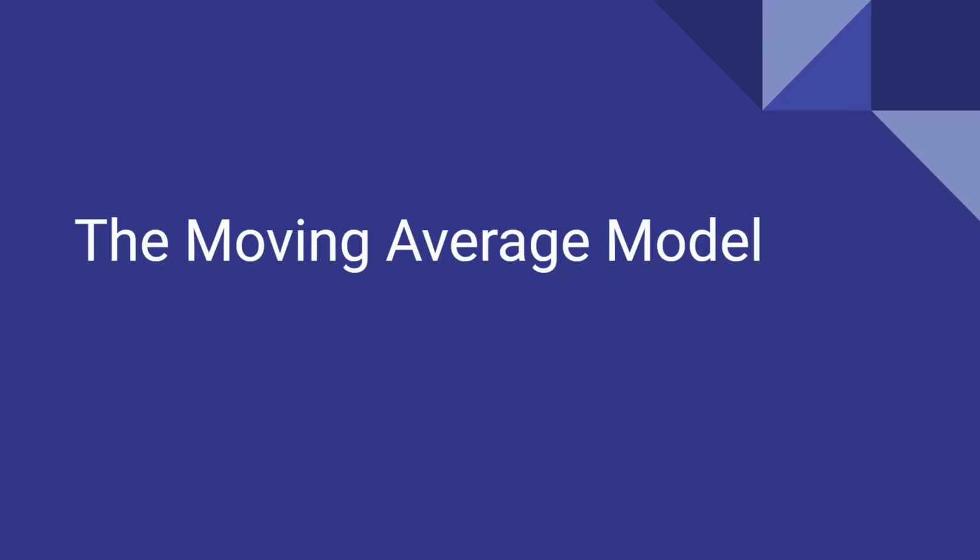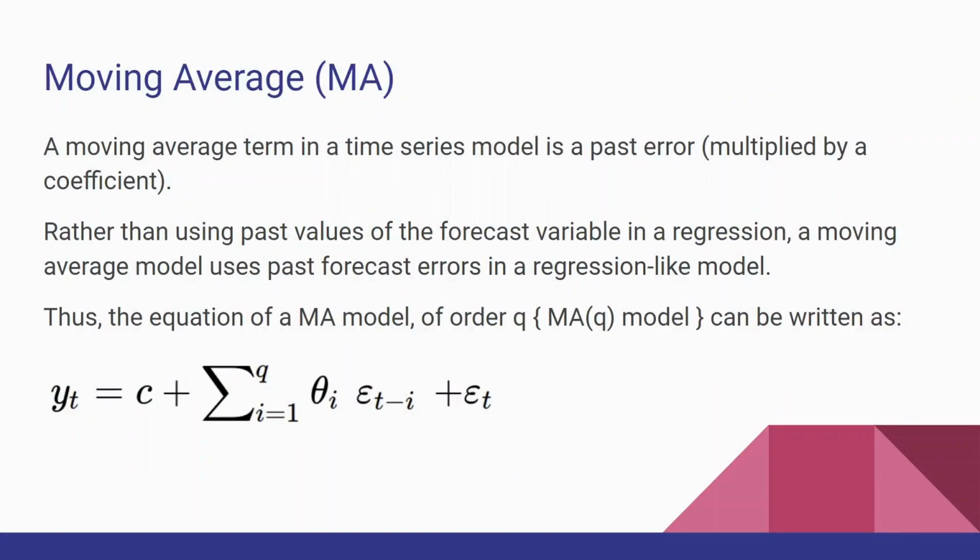In this video, we'll be looking at the moving average model. A moving average term in a time series model is a past error multiplied by a coefficient. Rather than using past values of the forecast variable in a regression, a moving average model uses past forecast errors in a regression-like model.